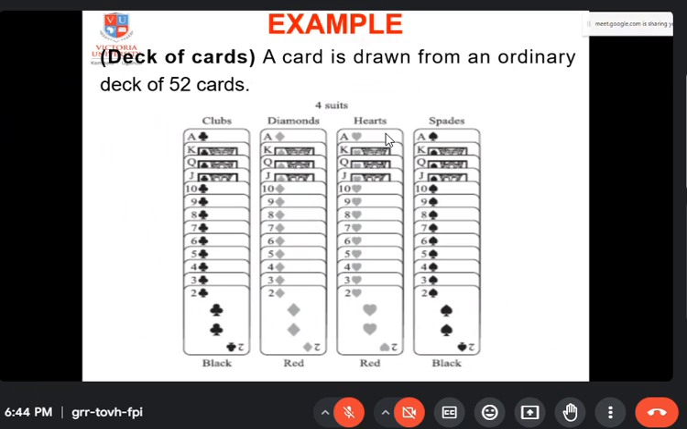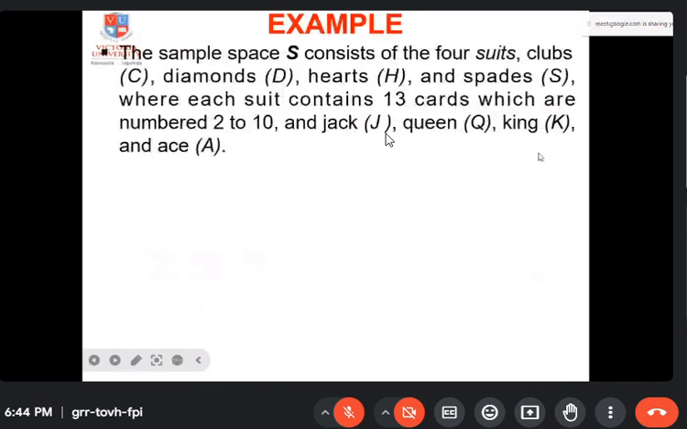Then we have the aces: the ace of clubs, the ace of diamonds, the ace of hearts, and the ace of spades. You know the clubs and the spades are black. The diamonds and the hearts are red. Okay, I think that is what you need to know about those cards. Well, we know all of that.